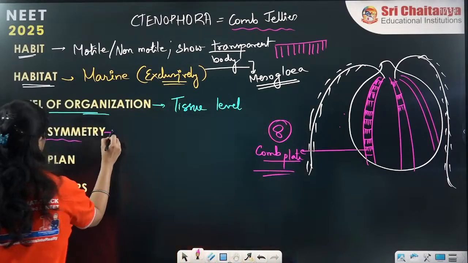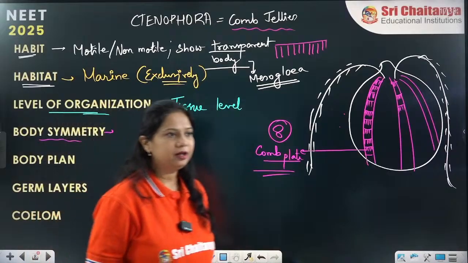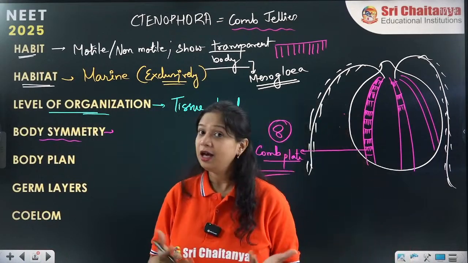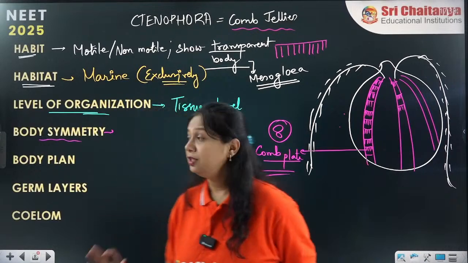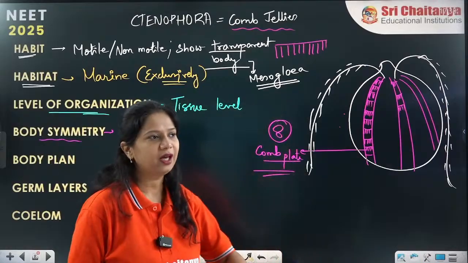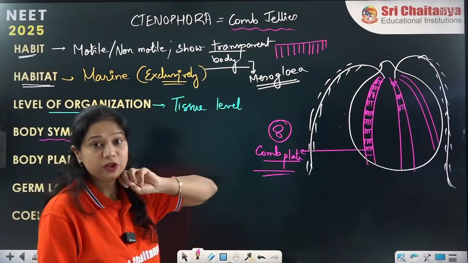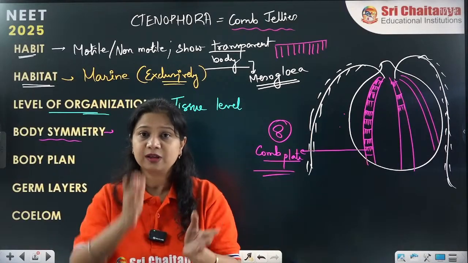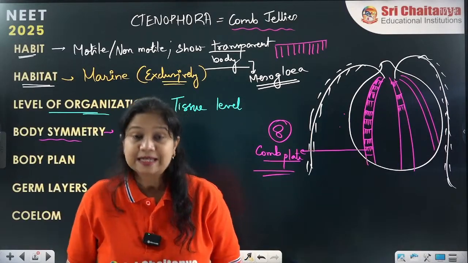Body symmetry. What will be the body symmetry here? Body symmetry means, again, how can we divide the organism? See here, almost like a football. Last time we took the example of a football. We can cut the football into two halves through any plane of symmetry.